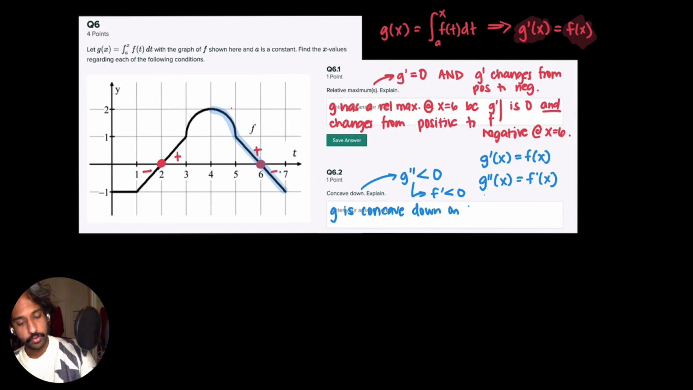And so I could name that this g is concave down on the interval, I'm going to use parentheses here, on the interval (4, 7), because g double prime, or f prime, is negative on that interval.